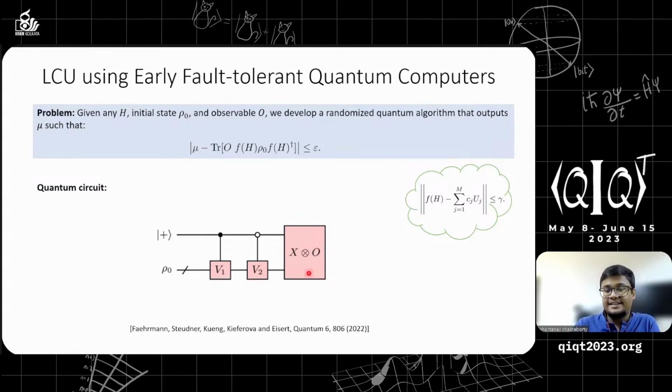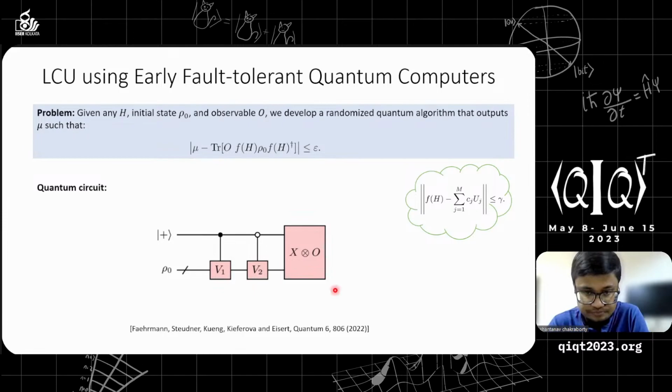And X tensor O here, X is the Pauli X matrix, right? These are just measurements. So you measure the ancilla qubit in X, and the second register, you measure O. You can also do this measurement separately. You don't need to measure X and O jointly as this diagram suggests. You can first measure X and then measure O.